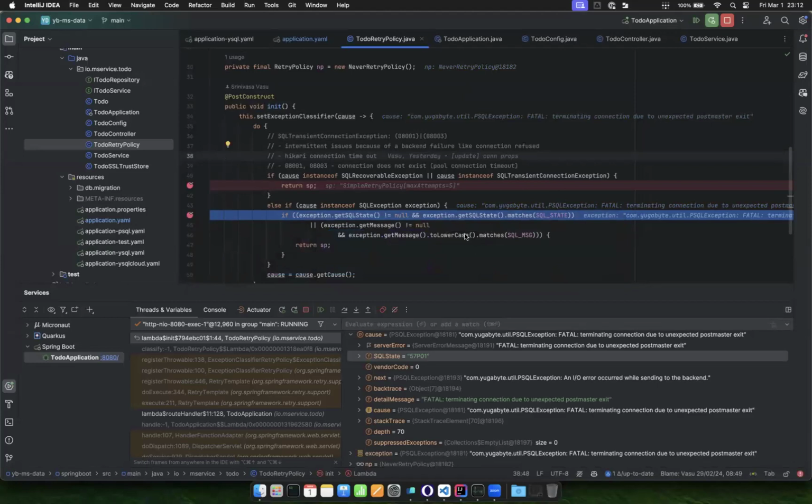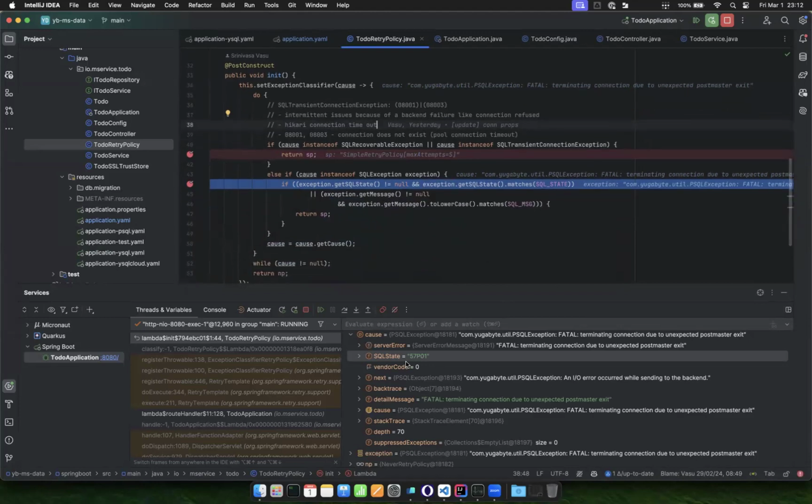So I was telling, I put a breakpoint to see this execution flow, right? So when we hit it, the exception is caught in our try-catch block, and the SQL state is 57P01.